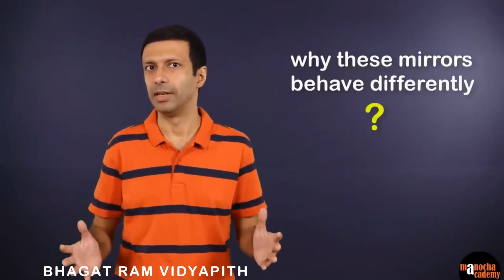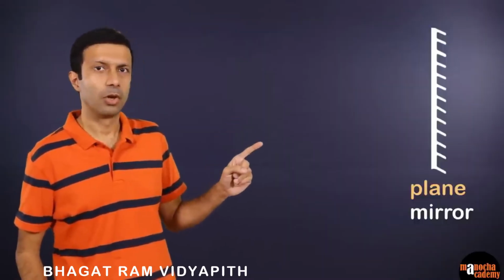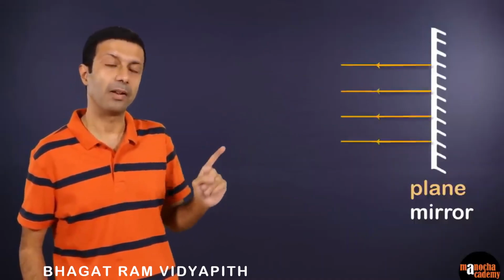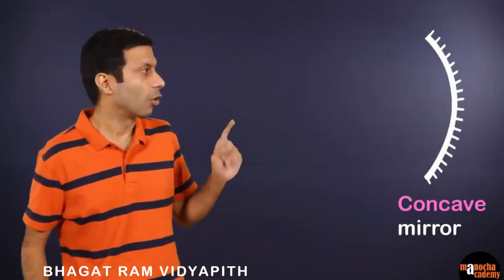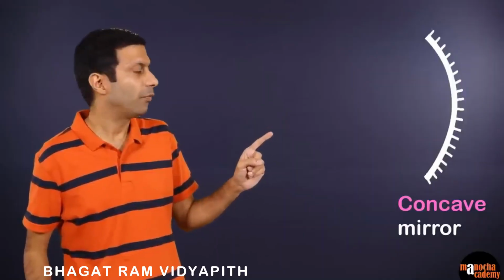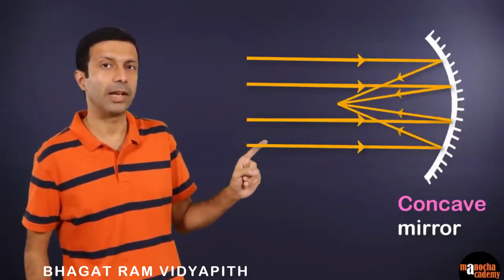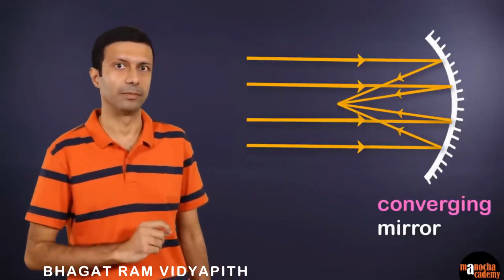Now an interesting question is why these mirrors behave differently. To understand, let's imagine we are throwing a parallel beam of light on all the three mirrors. Let's start with the plane mirror. So if you throw the parallel beam of light, can you see that the light rays remain parallel even after reflection? Next, let's try the concave mirror. Now if you throw the parallel beam of light, can you see that the concave mirror converges the light rays to a point? The concave mirror is a converging mirror.